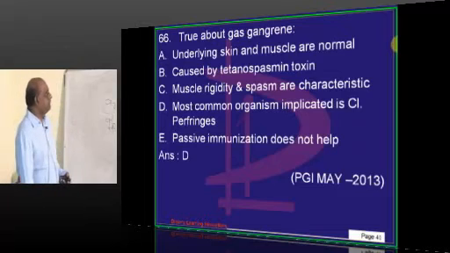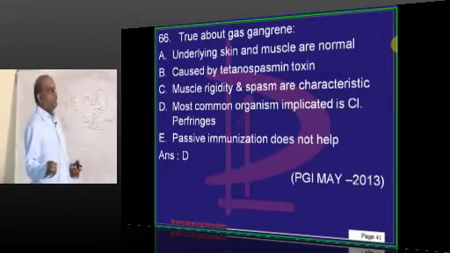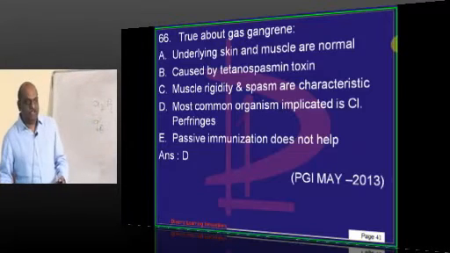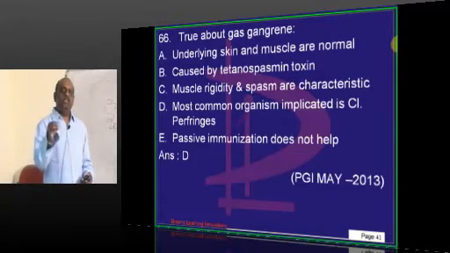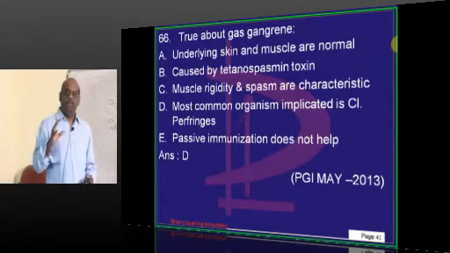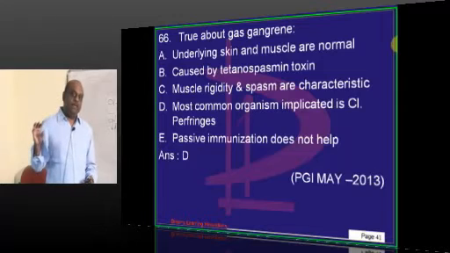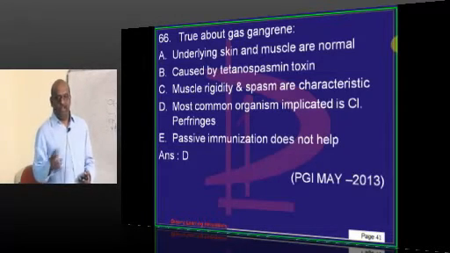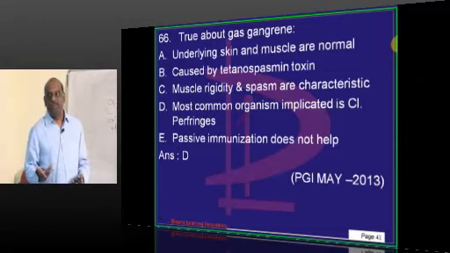Gas gangrene. There is a passive immunization available. What is active immunization? What is passive immunization, doctor? Active means that it brings immunological memory. That can be achieved either by giving live vaccine or killed vaccine. Anything will immunologically activate the system.